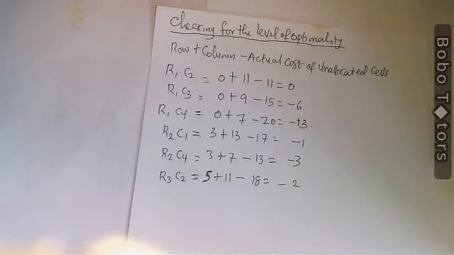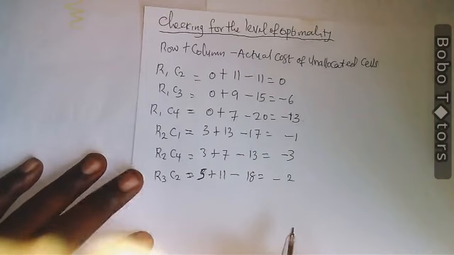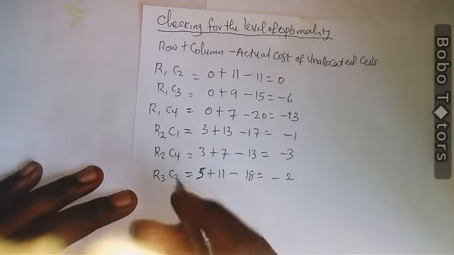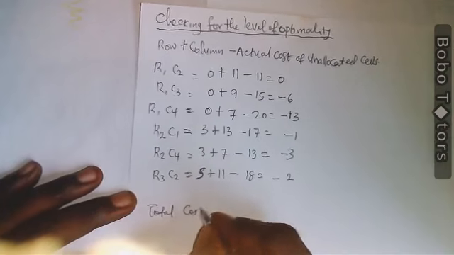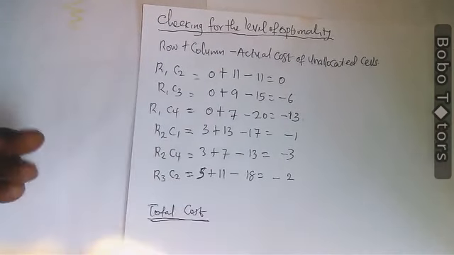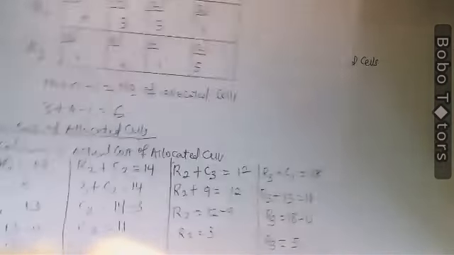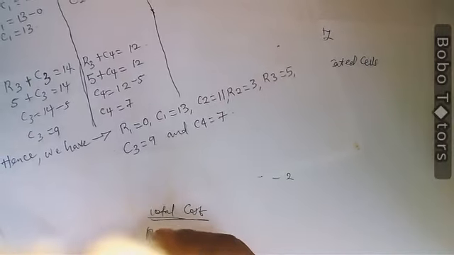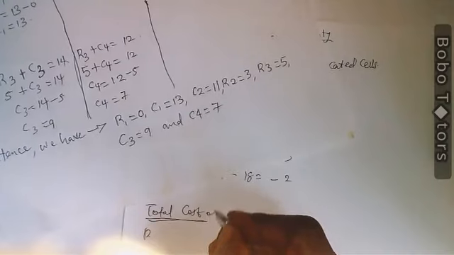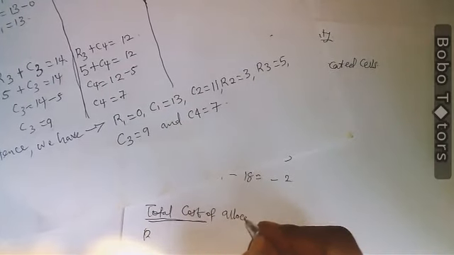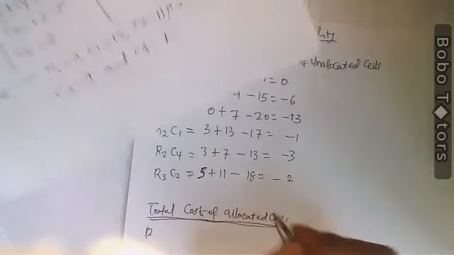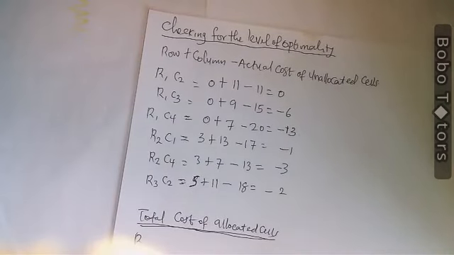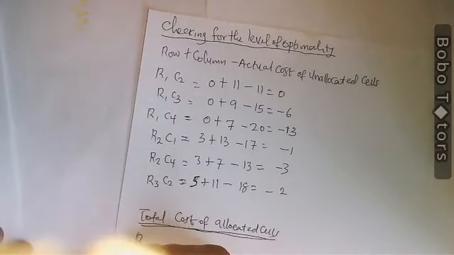So we are through with our work. The next thing now is to determine the transportation cost, the total cost. In order to determine the total cost, you pick the total cost of allocated cells. So we have our allocated cells.